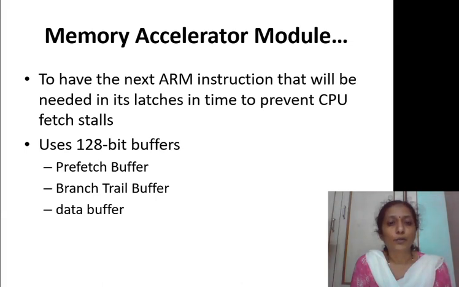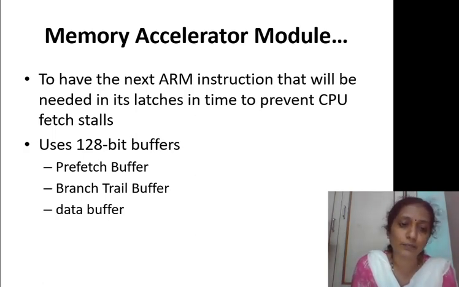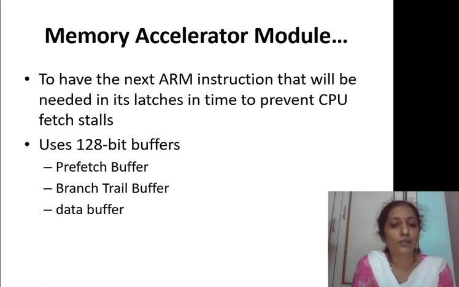Memory accelerator module: to have the next ARM instruction that will be needed in its latches in time to prevent CPU fetch stalls. Stalls means the CPU is waiting for that instruction to be fetched. So instead of that, it will fetch the data ahead of time. It uses three different buffers: one is the prefetch buffer, second is the branch trail buffer, and third is the data buffer.